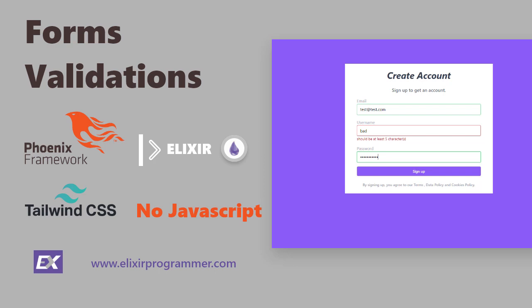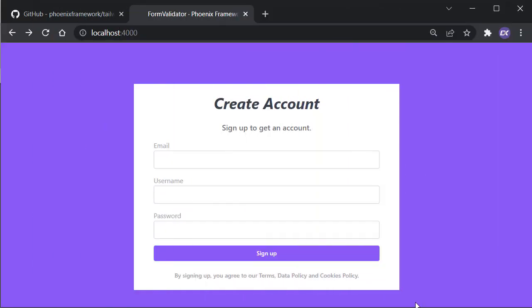Learn how to use Elixir and Phoenix to validate forms on the client and server side. No JavaScript code needed, thanks to the LiveView library. Tailwind CSS is going to be used for the user interface. And this is the application that we are going to be building.